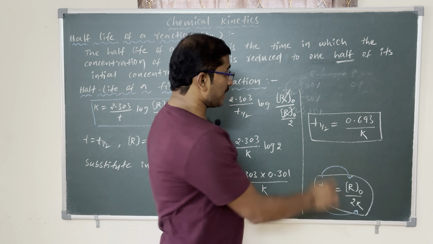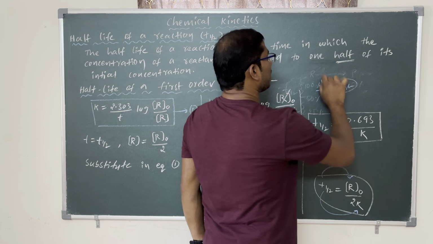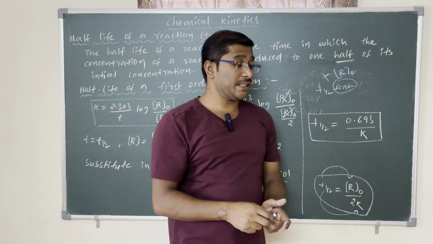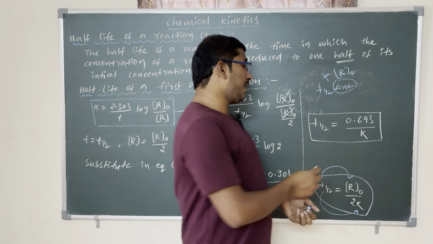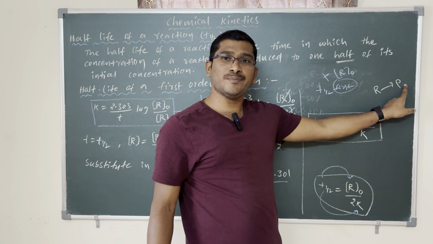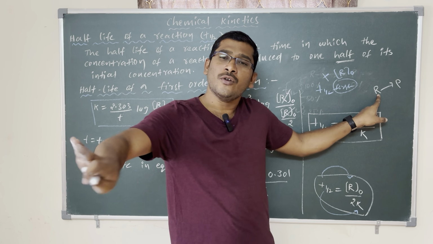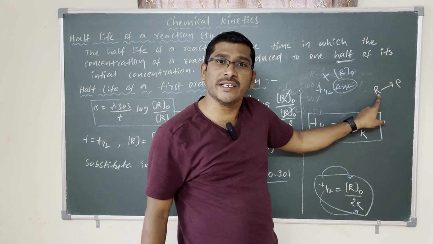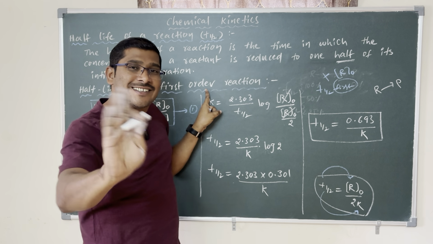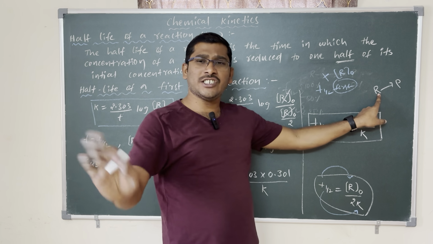What is the meaning of that? The half-life of a first order reaction does not depend on the initial concentration of reactants. Very, very important. If you take any chemical reaction where reactants are converted into products, and the initial concentration of reactants is doubled or reduced to half, the half-life of a first order reaction does not change, because it does not depend on the initial concentration.